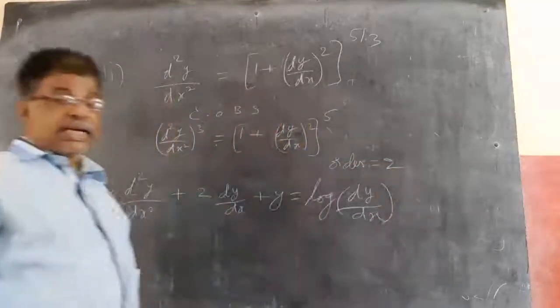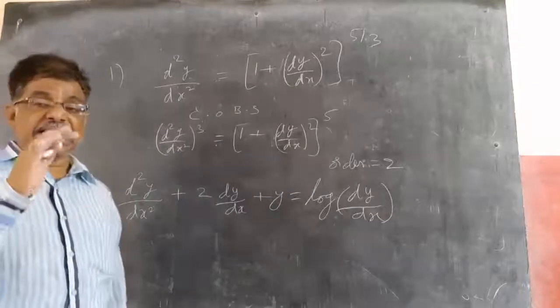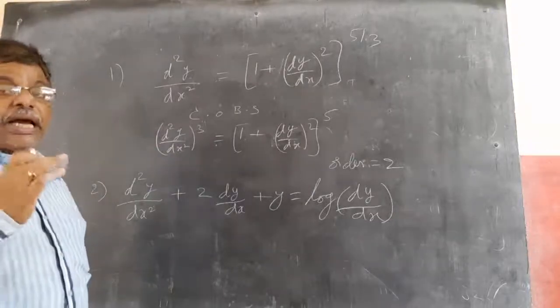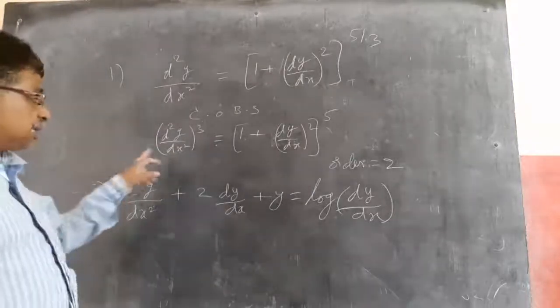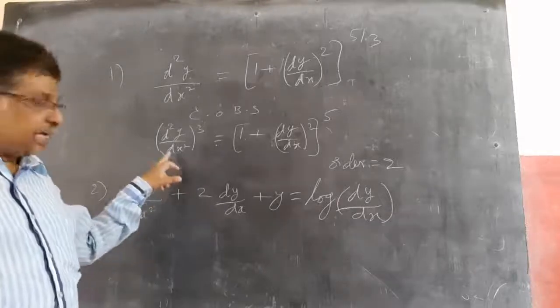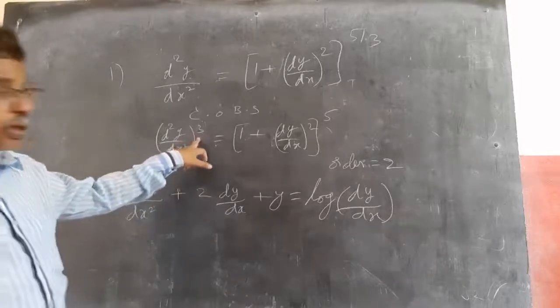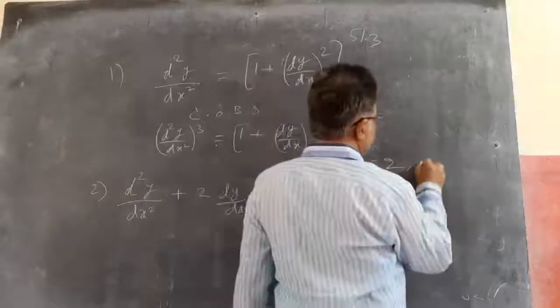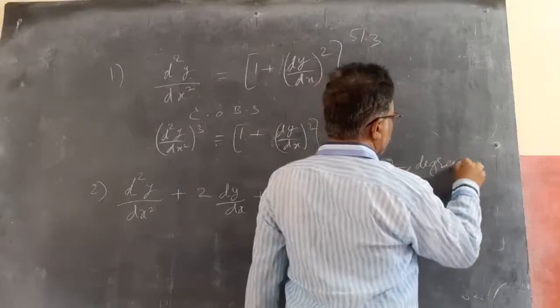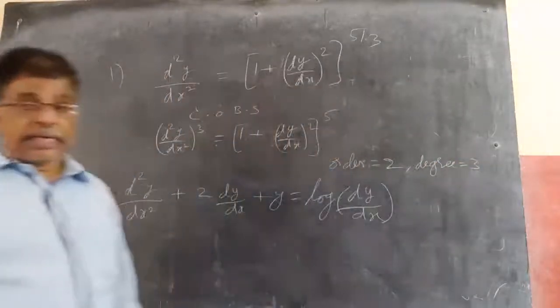Now, degree is the highest power or highest exponent of the highest order, I told. Highest order is d square y by dx square. Highest exponent of this is cube. So degree is 3 for this equation. Order 2, degree 3.